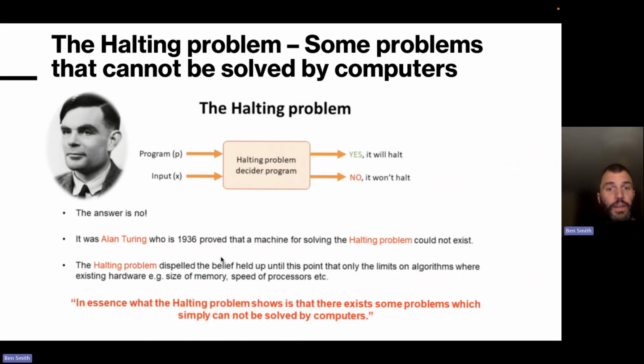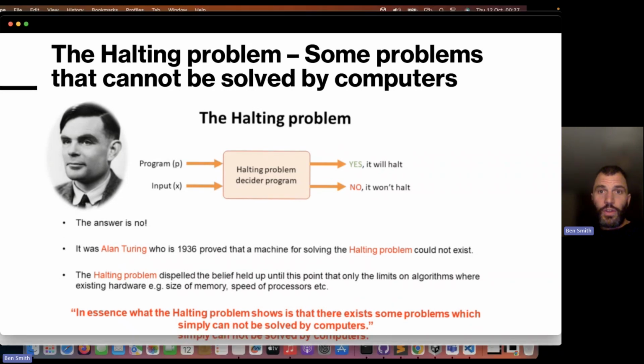And it dispelled the belief that the only limits on algorithms were existing hardware, size, memory, speed of processors. And what Turing was trying to say was it wasn't the lack of technology, it was the fact that there are just some problems that are not computable.